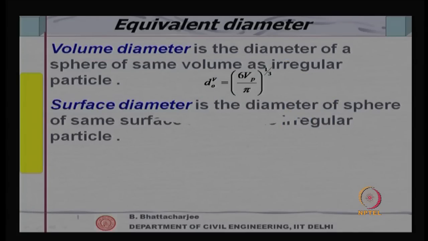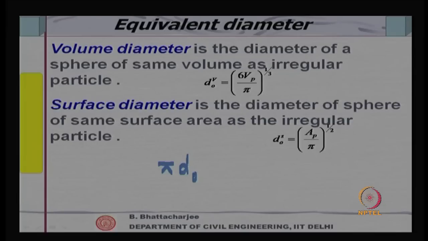Surface diameter is the diameter of the sphere of the same surface area as the irregular particle. Now, the surface area of a sphere is pi d 0 s square.